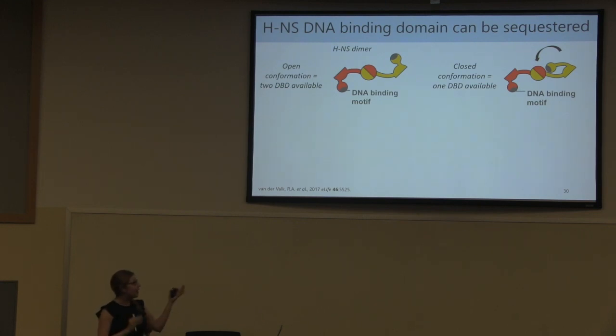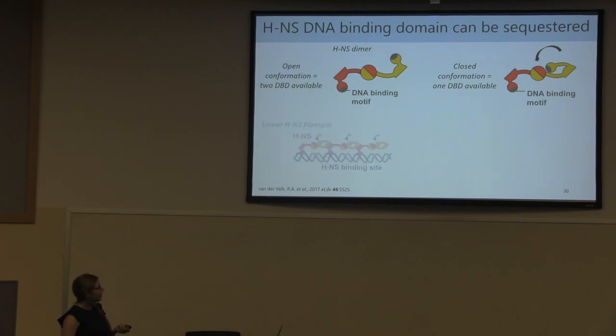And so these two conformations fit into our idea of the bridge and the linear filaments, respectively. To put these two conformations in our filaments, we can add the closed conformation H-NS into our linear filament because only one DNA is bound by H-NS. And so here are closed conformation H-NSs regularly arranged in our linear filament.